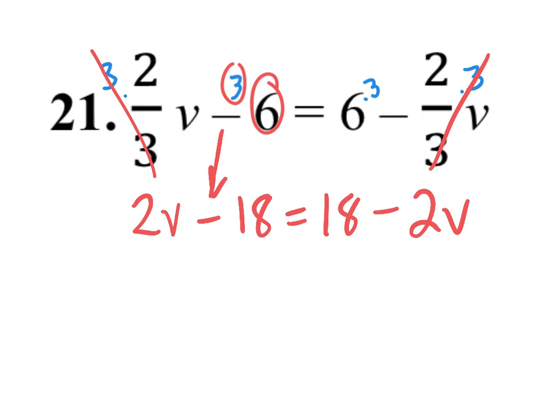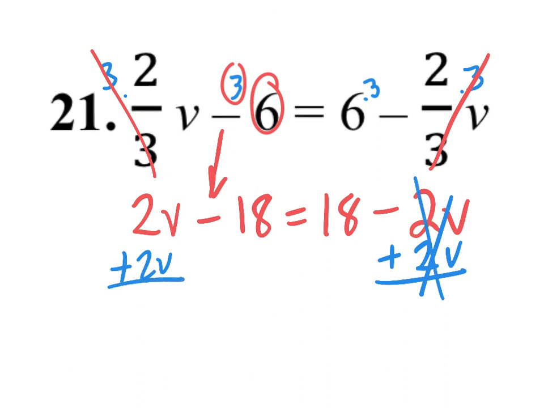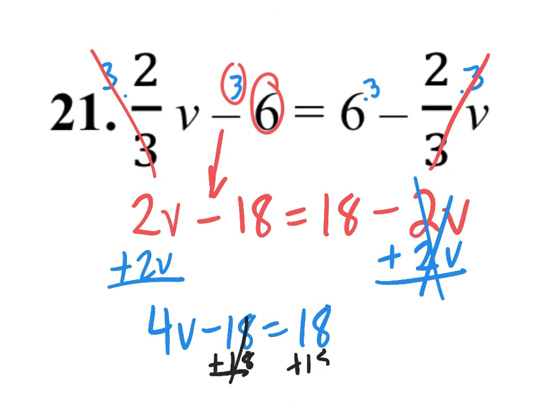So what we have here is a problem that's now simplified. It was already simplified, but at least we have a problem with no fractions. Let's continue to move the v's to the left side of the equal sign. So add 2v to both sides. This one cancels, but this one over here does not. You end up with 4v minus 18 equals 18. So let's continue to solve here. We're going to add 18, and we will get 4v equals 36.